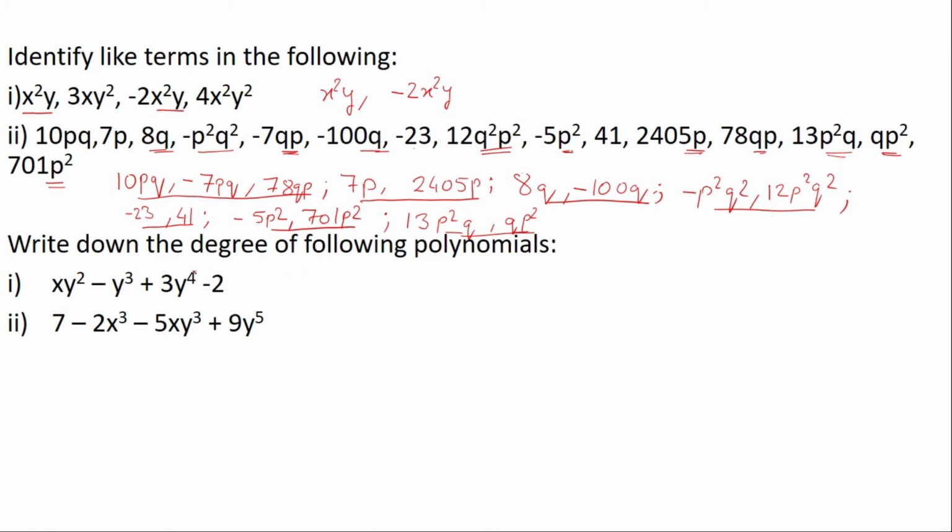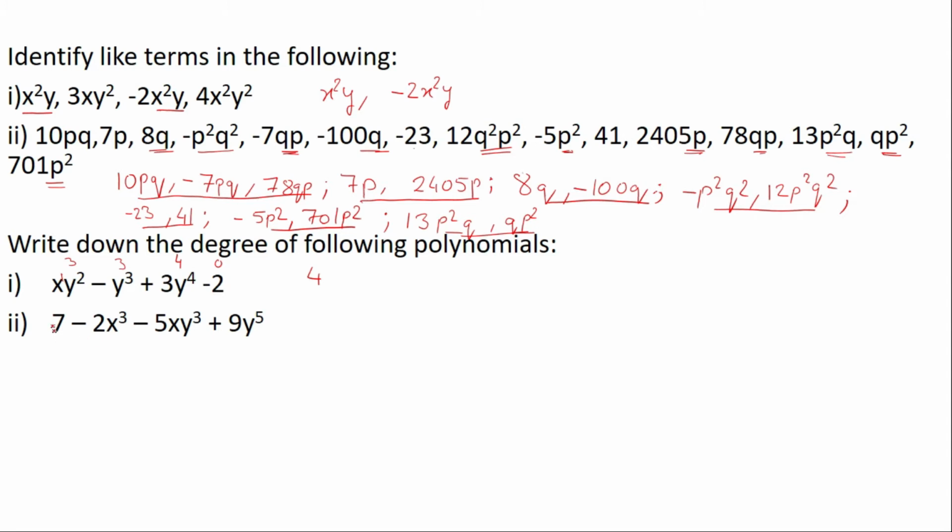Next one is write down the degree of the following polynomials. We have to write down degree. So here the degree of this term is x to the power 1, 2. That means degree of this term is 3. Degree of this term is also 3. Degree of this term is 4. And this one is 0. So degree of this polynomial is 4. We have to take the highest degree of the term.